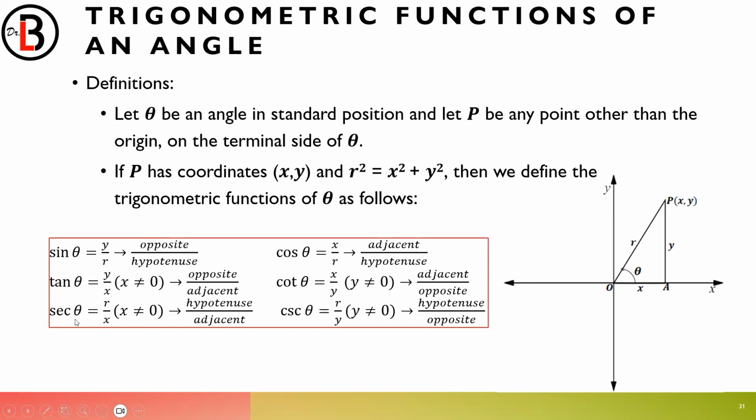Secant is the reciprocal of cosine. So if cosine is x over r, secant will be r over x. Since x is underneath, x cannot be 0. For cosecant, similarly, it's the reciprocal of sine, so this becomes r over y. y cannot be 0. Some of you might ask, why is it that for sine theta and cosine theta, I did not indicate that r cannot be 0? Because if it's a circle, a unit circle or whatever, you will never have a 0 radius. Otherwise, there's nothing to solve.